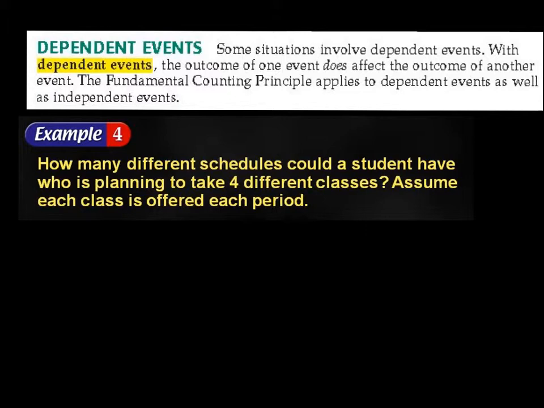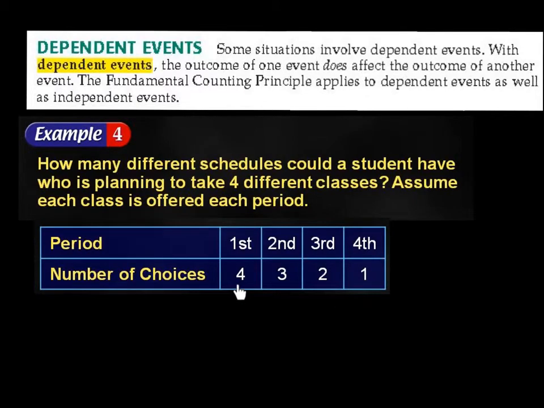This is highly theoretical. They said, how many different schedules could a student have who is planning to take 4 different classes, assuming that each class is offered each period? That doesn't happen even in large schools, but that's the assumption they gave us. Well, first period, you could have your choice of all 4. You've already picked a class, so now you have 3 left, 2 left, 1 left, and we're going to find the product. So 12 times 2 is 24.